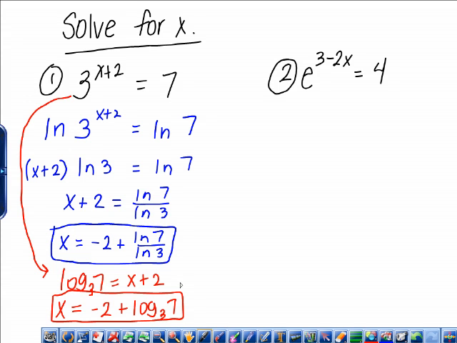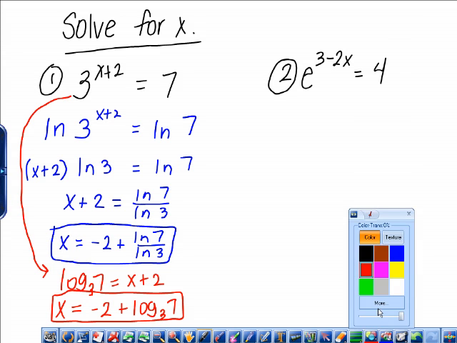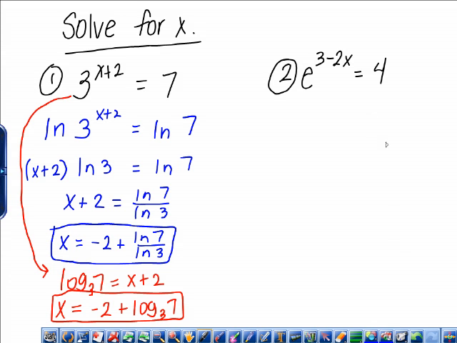Either one of these, either in blue or in red, are fine. I showed you this way in blue first because this is what you will most likely see in calculus. This is how they'll solve this problem, and so that's how I'm going to solve most of these in class. But I wanted you to see that you do have options. Okay, so now let's look at the next problem.